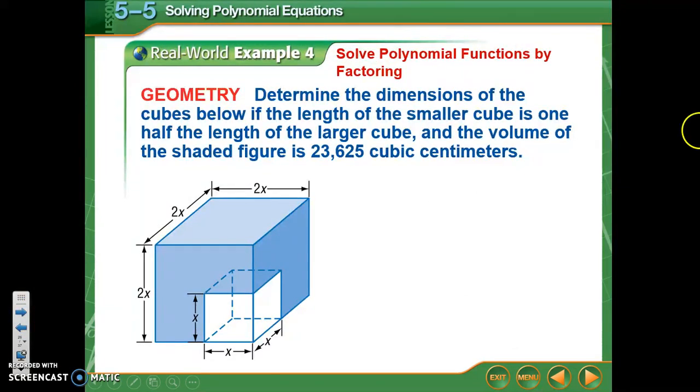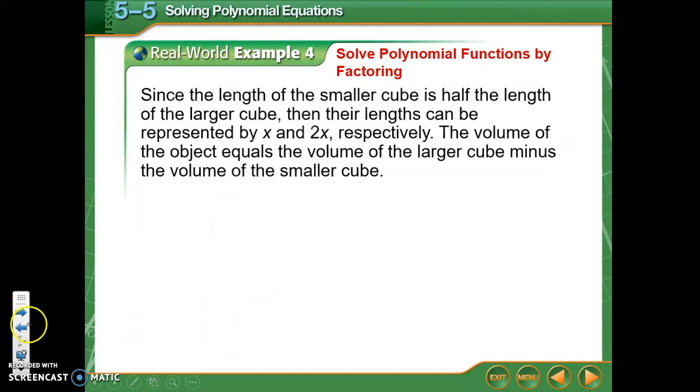All right, let's take a look at this example. It says, determine the dimensions of the cubes below if the length of the smaller cube, so the smaller cube is the white one here, is 1/2 the length of the larger cube. So my larger cube has side lengths of 2x and my smaller cube has just side lengths of x because that's half of 2x. And the volume of the shaded figure, so the volume of the big cube minus the small cube, is 23,625 cubic centimeters.